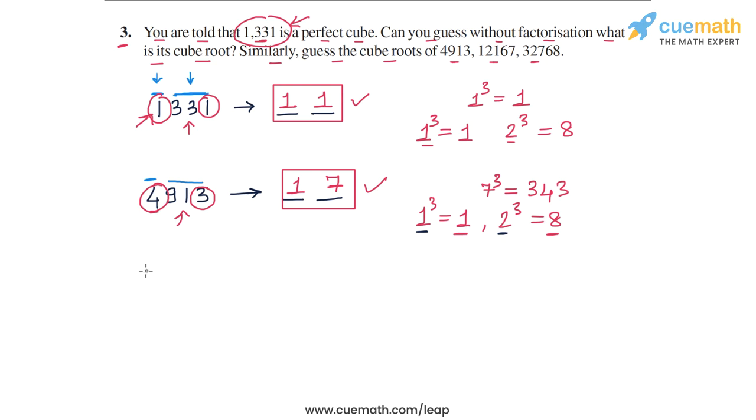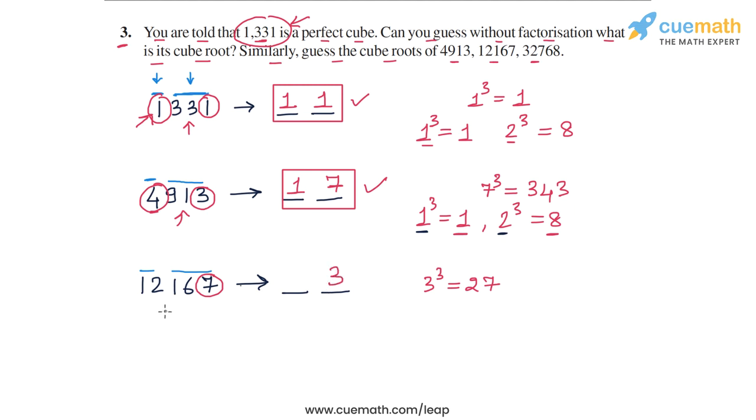Now let's go to the third number, which is 12,167. Once again, let's make groups of 3 digits. So we get 167 and 12. In the cube root, we will have 2 digits which we have to figure out. To figure out the units digit, think of that digit whose cube ends in 7. The only such digit is 3, because 3 cube is equal to 27. So in the units digit of the cube root, we will have 3.